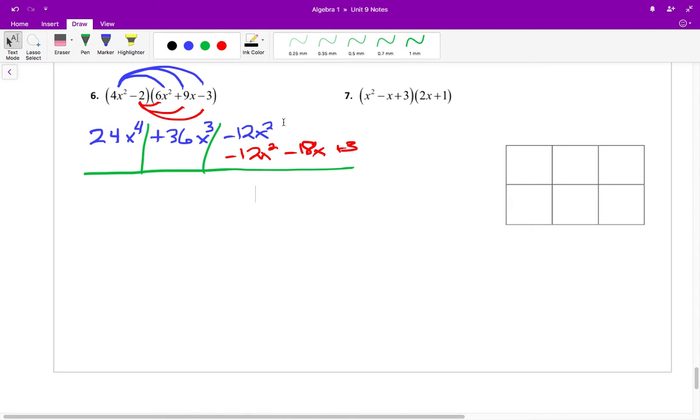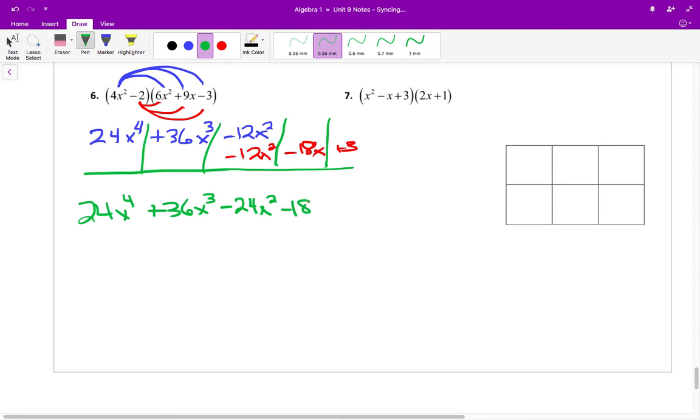So again, as you are drawing in your separators, remember you're adding going straight down. The first one, 24x to the fourth, has nothing to combine with, so it's just 24x to the fourth. Same with the 36x cubed, nothing to combine it with, just copy it down. Where you need to be careful: negative 12 plus negative 12 is not 0. Negative 12 plus negative 12 is actually negative 24. So you're going to have negative 24x squared, and then the minus 18x and plus 3 also have nothing to combine with, so you just write those down. And here would be the final answer.